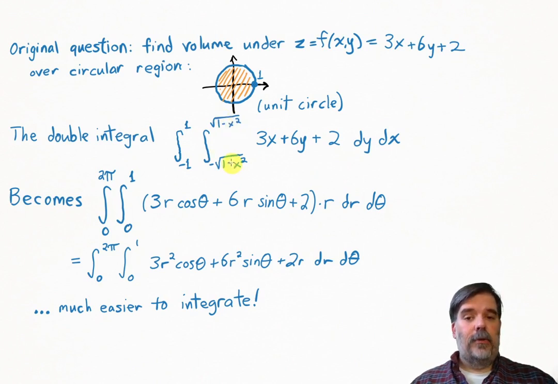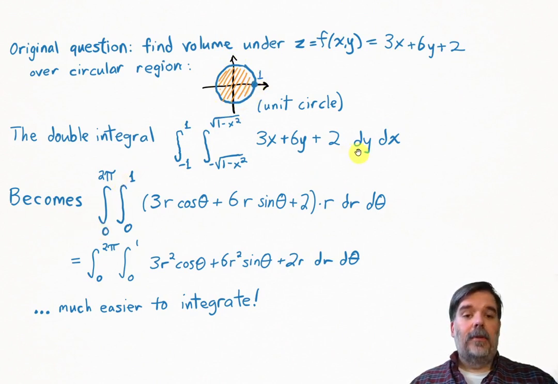But then, if we go through all the different steps, step 1, replace x with r cosine theta, replace y with r times sine theta. Step 2 is to replace the boundaries of the circle. Right? In this case, I'll always put r on the inside and theta on the outside. For the unit circle, the radius goes from 0, the center, to 1, the boundary. And theta goes from 0 to 2 pi. Right? This region, the circumference, traverses all the way around the origin.